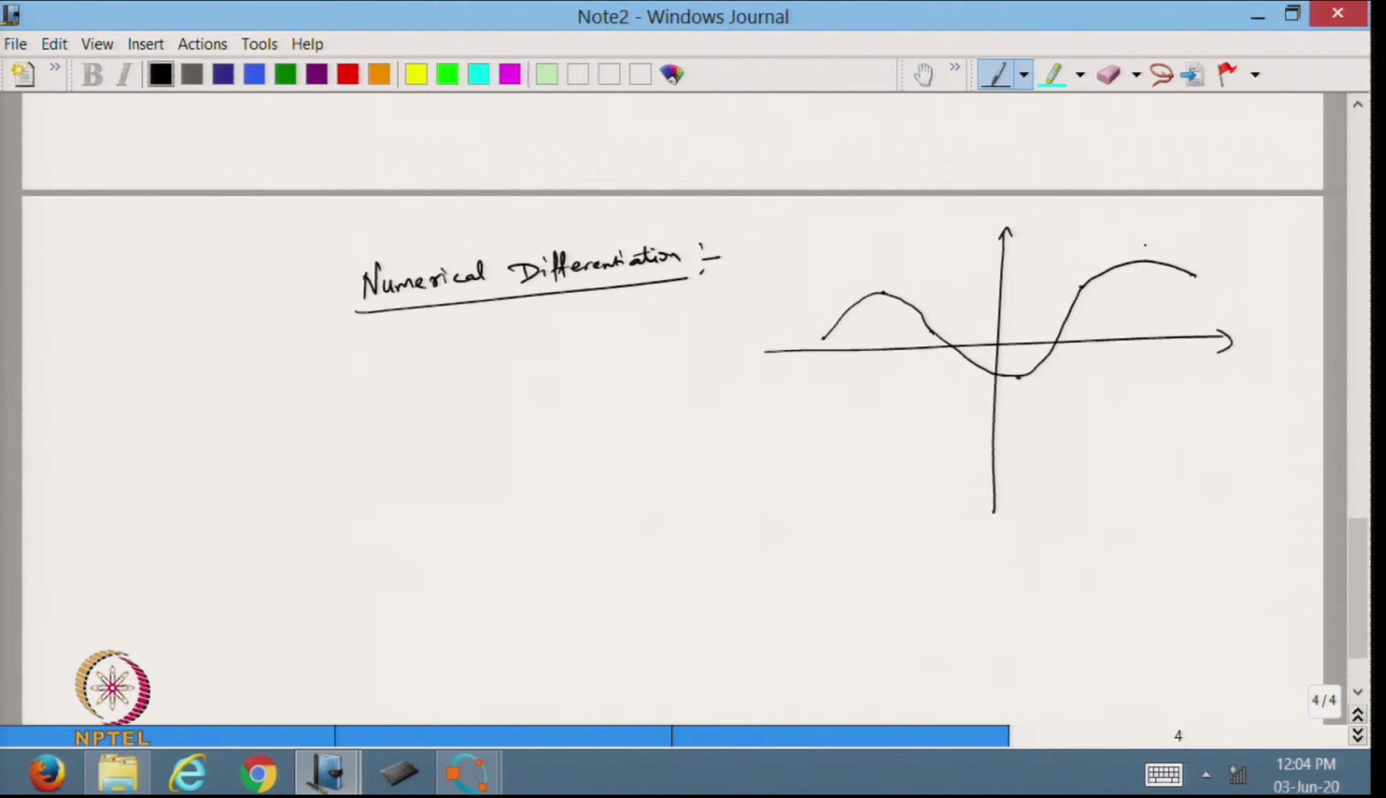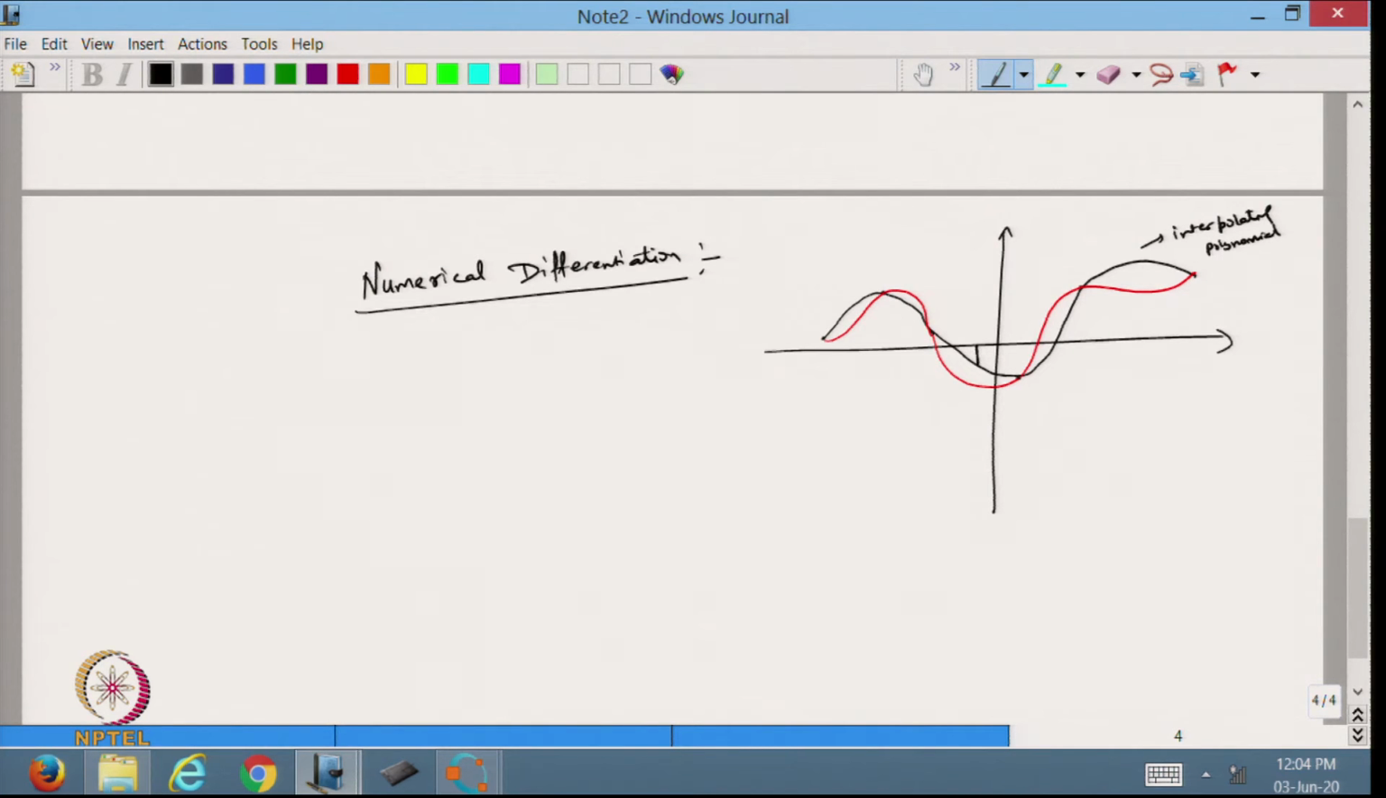So, suppose this is my interpolating polynomial, okay. And suppose this data is satisfying some function. So, suppose this is a function of this type. So, this is my function. Suppose I take this function like this one. Now, from here I want to find the value of the derivative at this point.